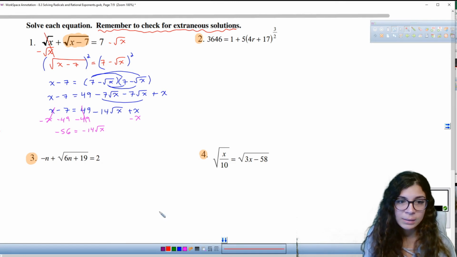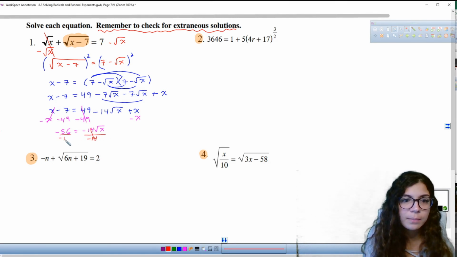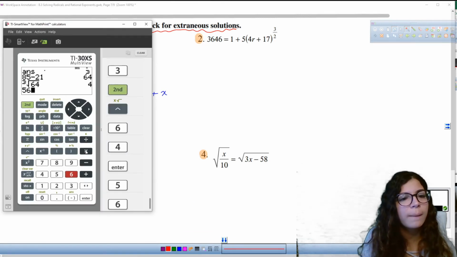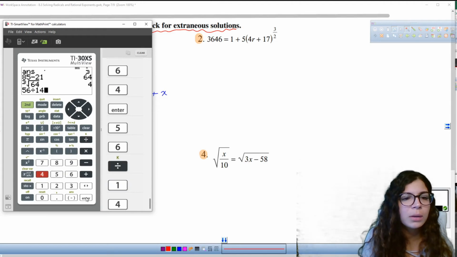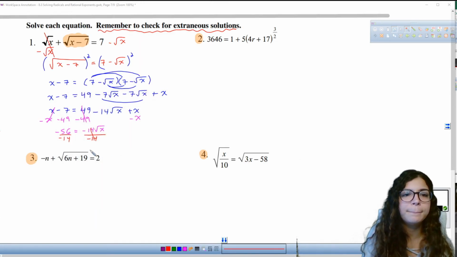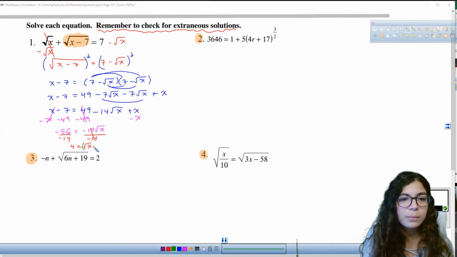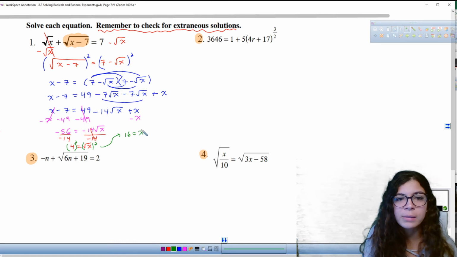Next up, we can get rid of that negative 14 that's multiplying by dividing negative 14 on both sides. And 56 divided by 14, I think is it 4? Yep. So now we have 4 equals the square root of x. And how do we get rid of the square root? Well, we square both sides. So our solution that we have is 16 equals x, or x equals 16.